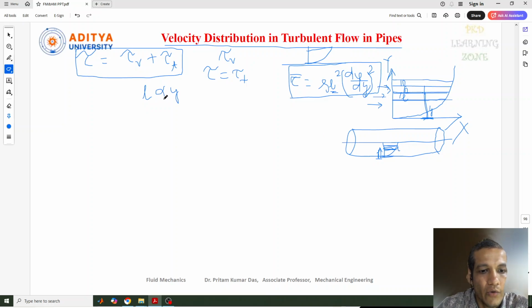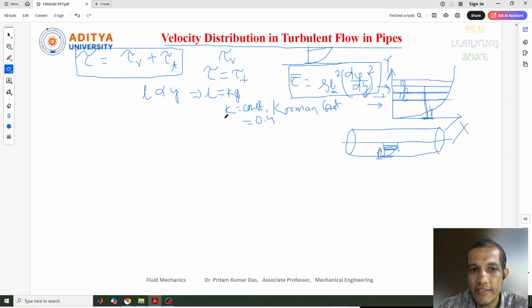Now for this one we can write L is directly proportional to y, so you can write L equal to Ky. This K is a constant, and this constant is known as the Kármán constant, and the value of this K was also given, that is 0.4. So we can put the value of K later in the equations.